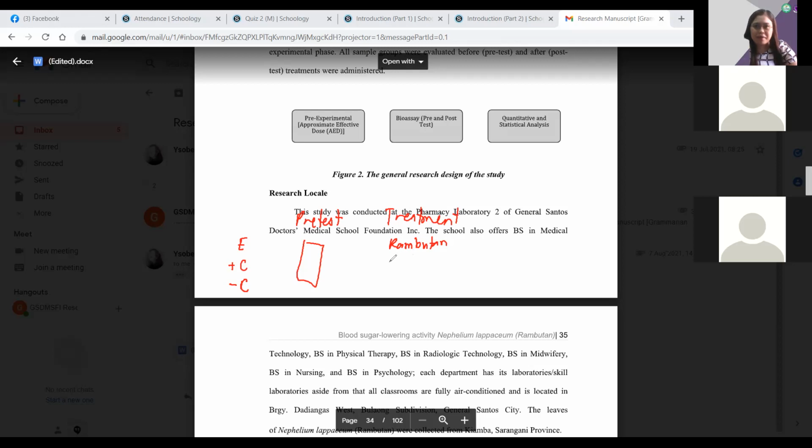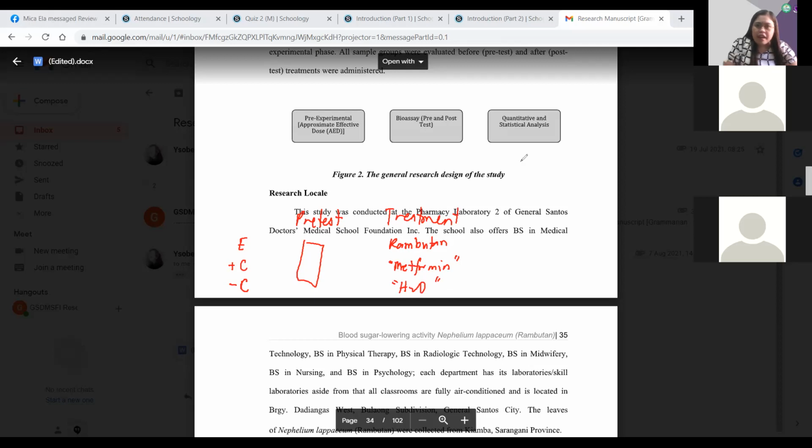I cannot remember, but let's just have the most common anti-diabetic drug, the metformin. Tapos ang negative control, ang binigay nila dito, water lang. Kasi water cannot really, wala siyang positive or negative effect on the blood sugar.